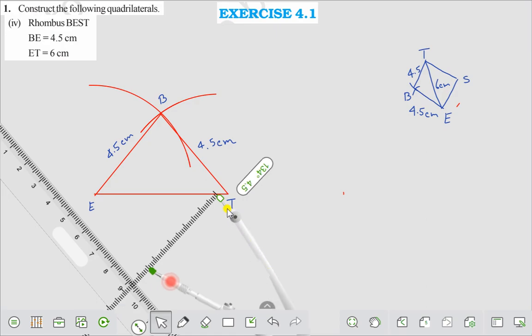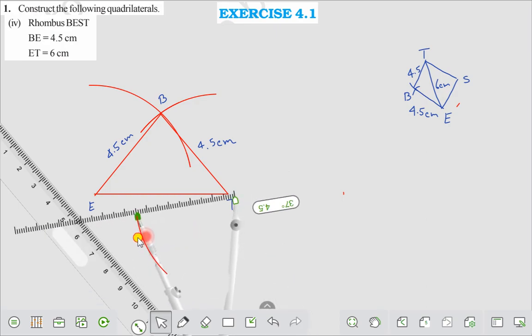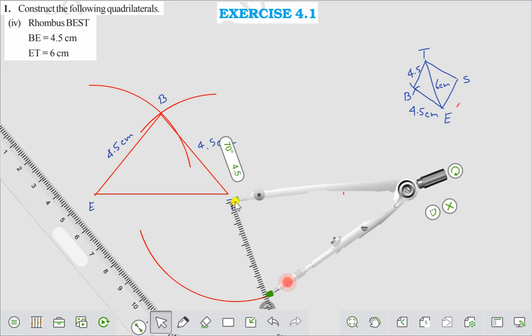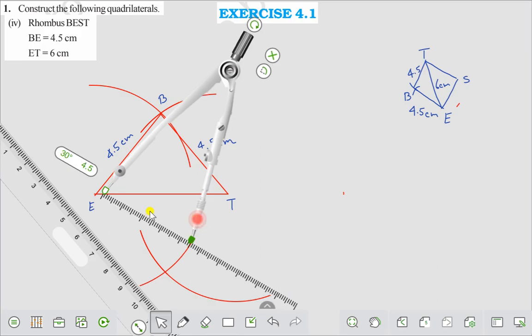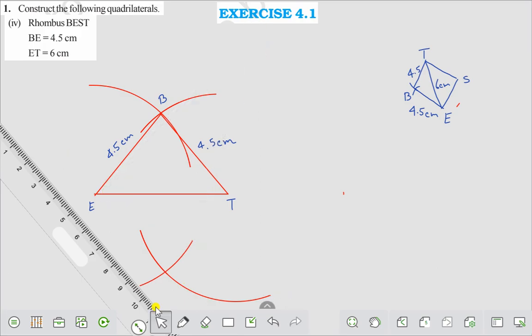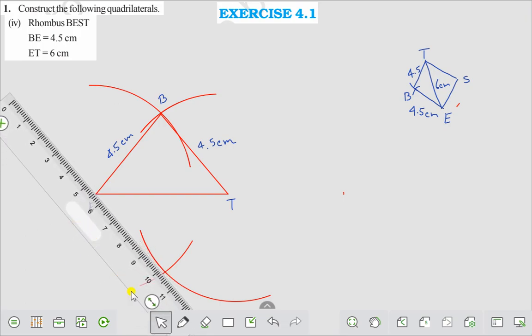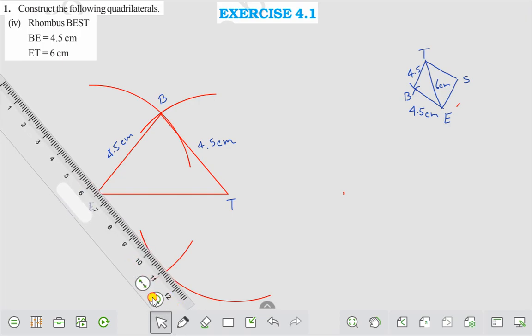Because in a rhombus all the sides are equal, from this pointer we are taking another arc here, right? And taking this pointer here, we are taking another arc here with length 4.5 centimeter. That means we are getting another point, this one. With the help of the ruler, join this point with this point.